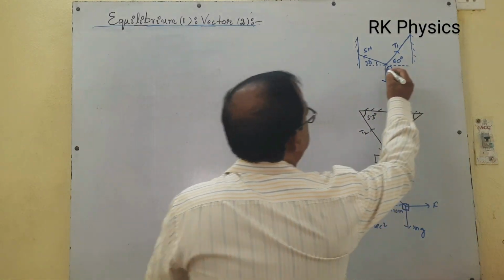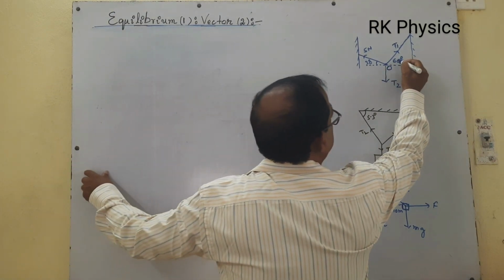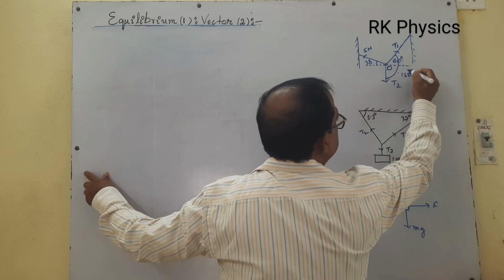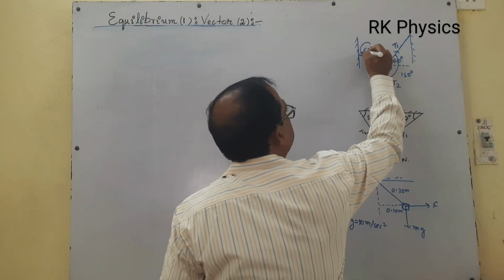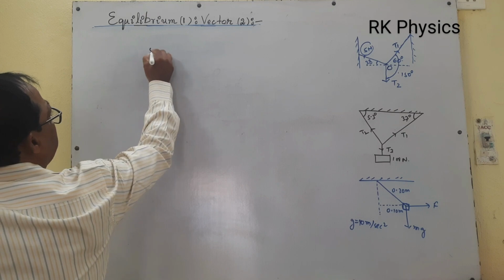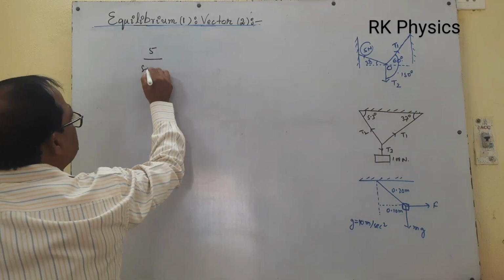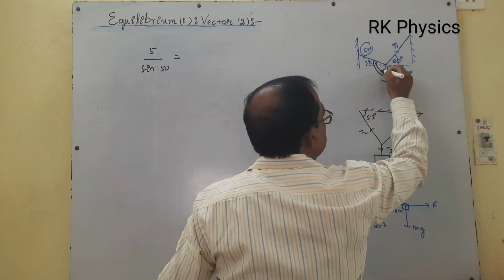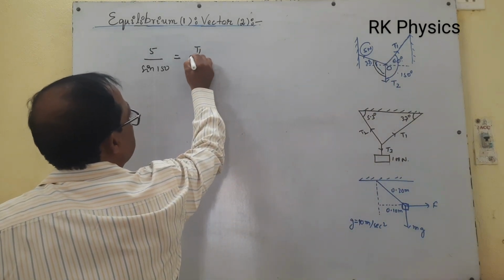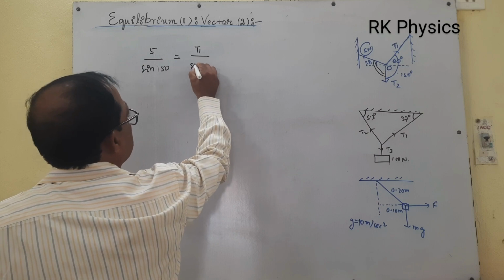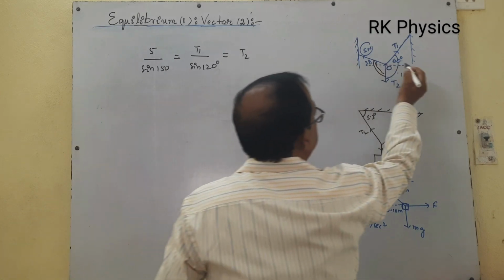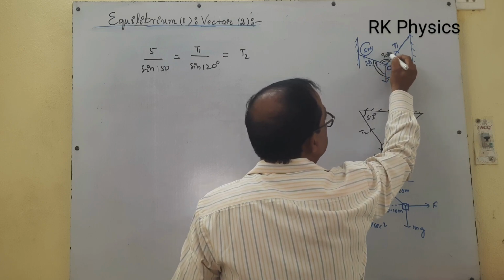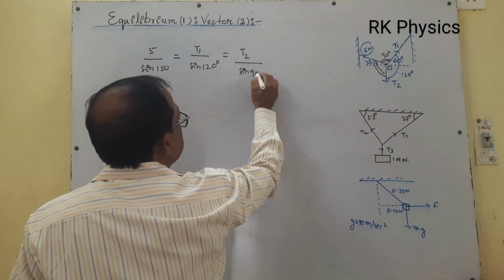To find them, just use Lami's theorem. This angle is 60, so this angle is 60 plus 90, which is 150 degrees. First you take the known force, that is 5. This is F1 divided by sine 150, equal to T1 divided by the angle 30 plus 90, that is sine 120 degrees, equal to T2 divided by sine of the remaining angle. This is 60 plus 30, and the total angle is 180 degrees; 60 plus 30 is already 90, therefore this angle is 90. So T2 is divided by sine 90.